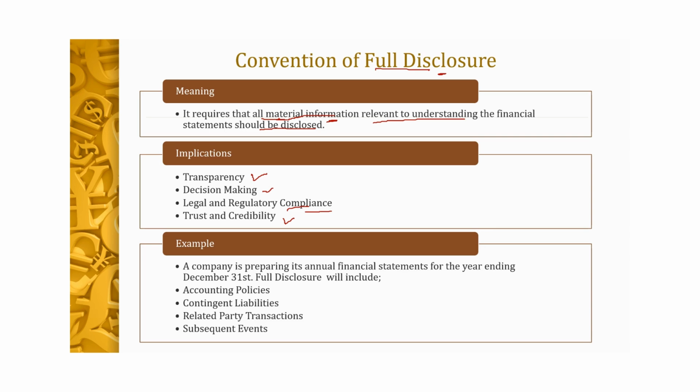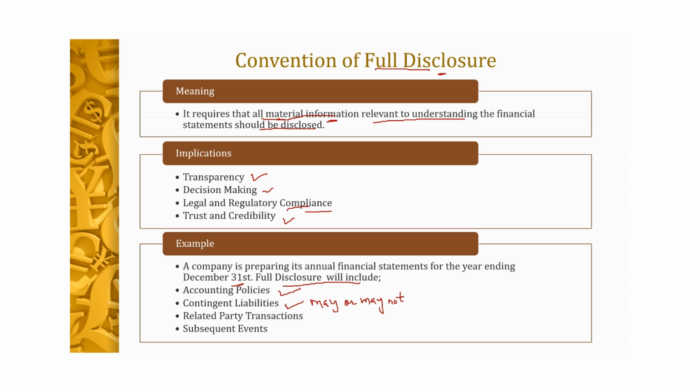Let's take an example to describe this convention of full disclosure. A company is preparing its annual financial statements for the year ending December 31st. And what will financial disclosure include? That we have to disclose all the accounting policies which are followed by the organization. Similarly, we have to show the contingent liabilities also. What do you mean by contingent liabilities? The liabilities which may or may not arise in future.